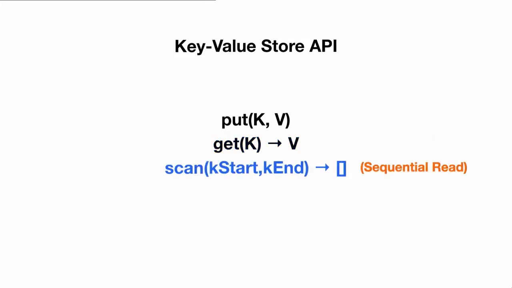Scan(start k, end k), an arrow points to a rectangle: sequential read. And then if we have a sorted key value store, we can find all key value pairs between two keys, also known as a range query or a sequential read.